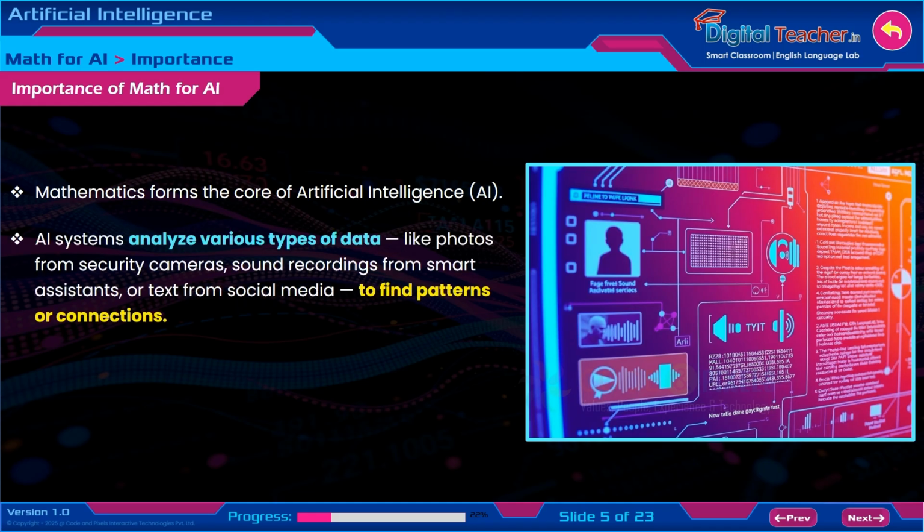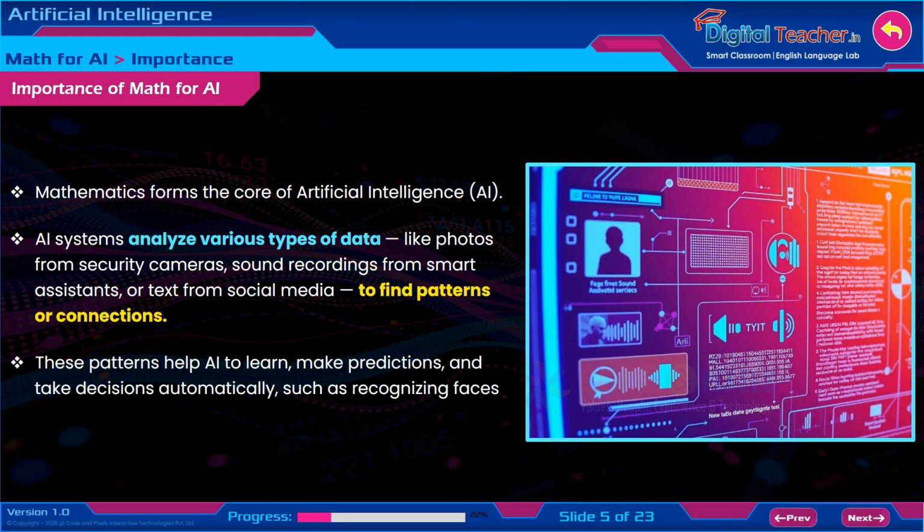Artificial intelligence systems analyze various types of data, like photos from security cameras, sound recordings from smart assistants, or text from social media, to find patterns or connections. These patterns help artificial intelligence to learn, make predictions, and take decisions automatically, such as recognizing faces in photos or suggesting songs you might like.